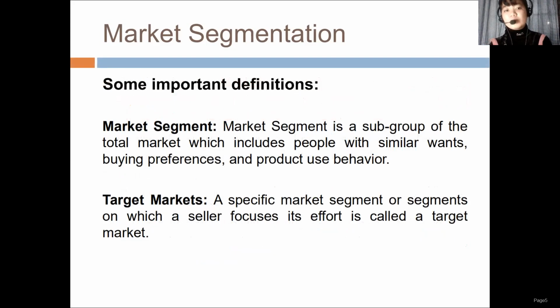Okay, so let's now look at the different terminologies when we encounter market segmentation. So you have market segment. A market segment is a subgroup of the total market, which includes people with similar wants, buying preferences, and product use behavior. So this means it's the process of segmenting, or making subgroups out of the total market. These subgroups include people with similar wants, similar buying preferences, or consumer behavior.